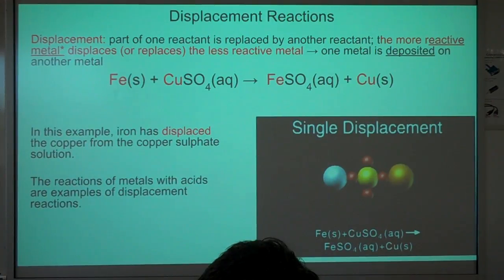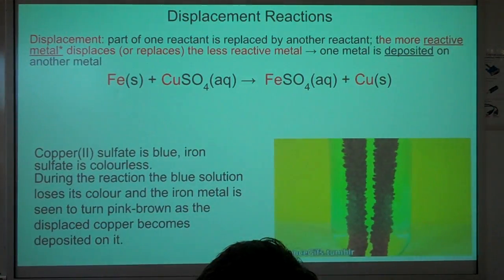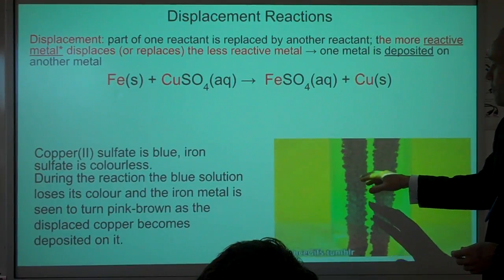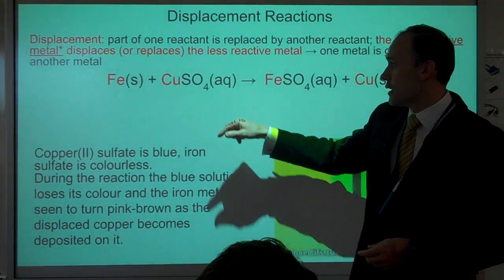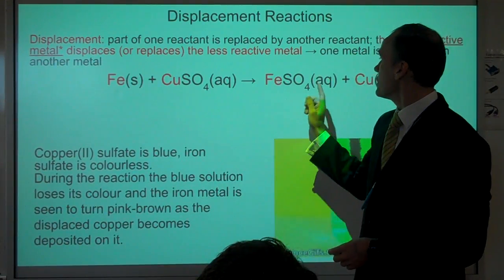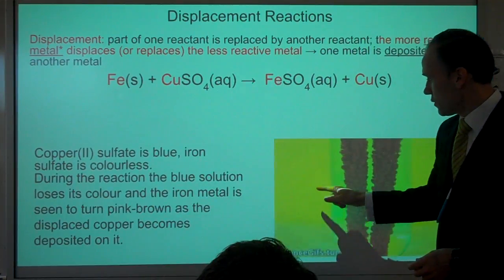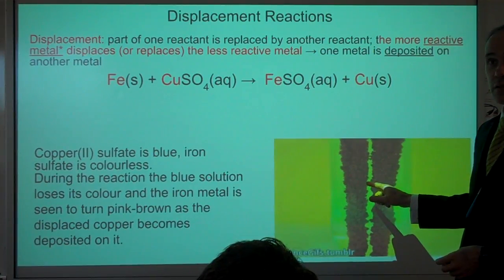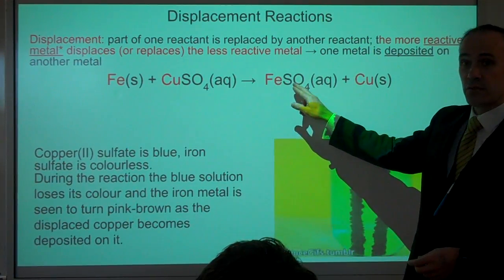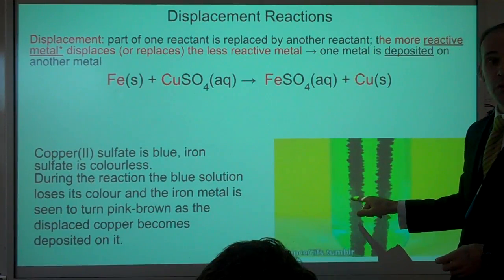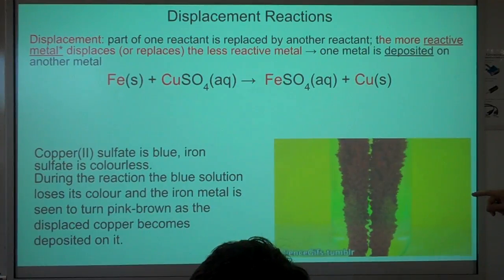Okay. Now, let's have a look at this. Okay, same equation, same information. You don't need to write that down again. And what's happening here? So, copper sulfate is the blue solution. But iron sulfate, this one here, is colourless. And you'll notice the blue solution at the start, and it slowly becomes colourless as this compound is formed. And the copper is actually the orange thing accumulating on the iron. And that's what's happening there.